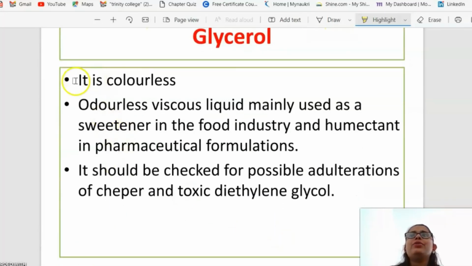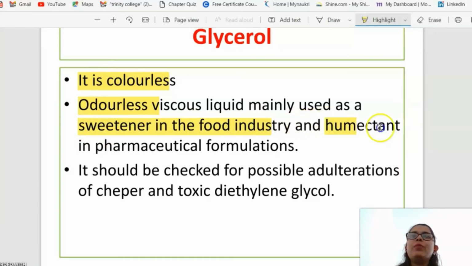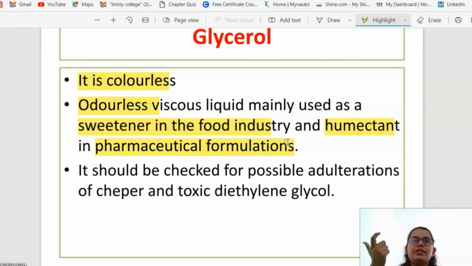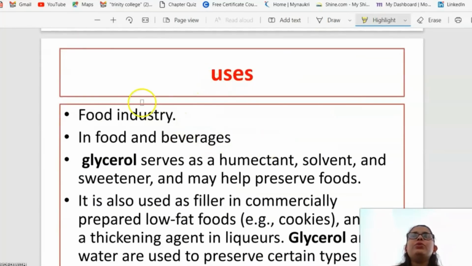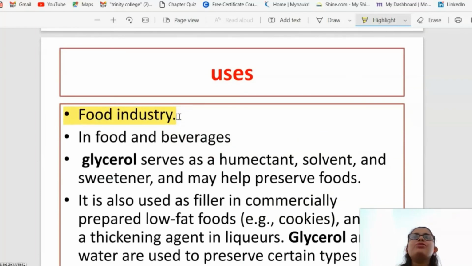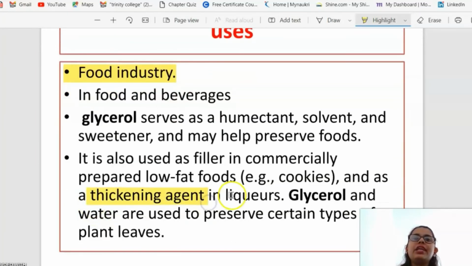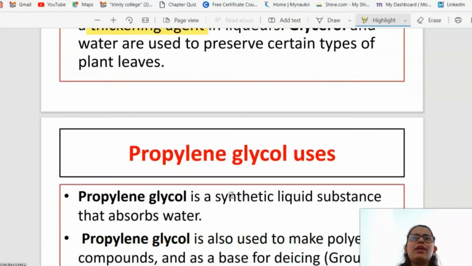Next, the properties: it is colorless, odorless, and has a sweet taste, used in the food industry. It is also used as a humectant in pharmaceutical formulations. So mostly remember glycerol or glycerin is used as a humectant. Then the last one, uses in the food industry and the pharmaceutical industry. It is also used as a thickening agent in liquors. You can write that down.